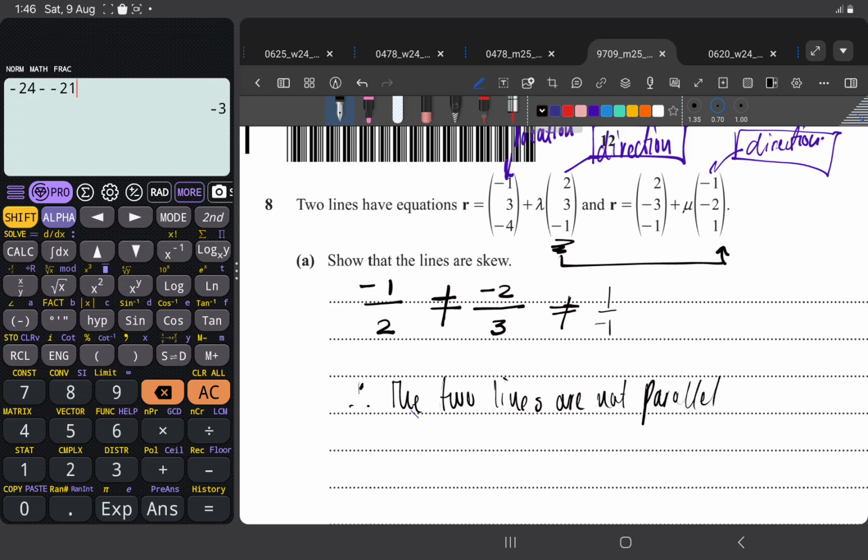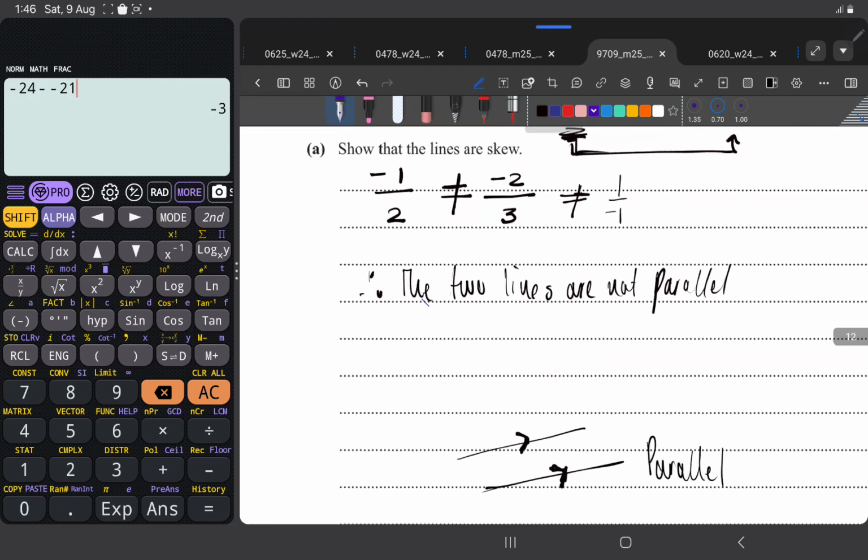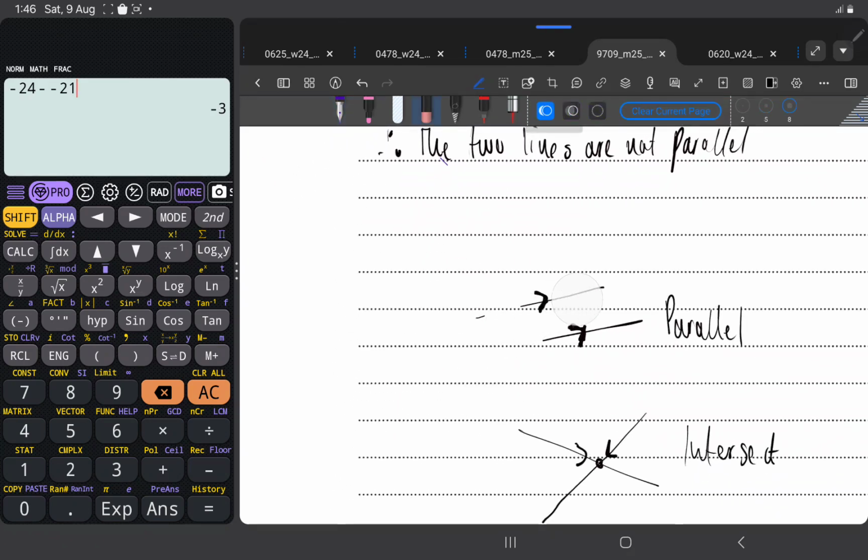Why? Because there is no value that you would multiply one direction by to get the other one. So this one is fine. Now we've seen that they are not parallel.